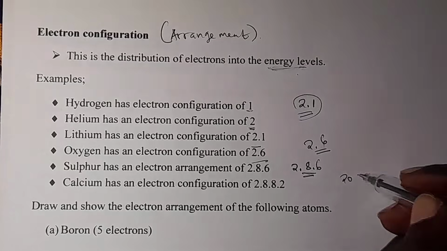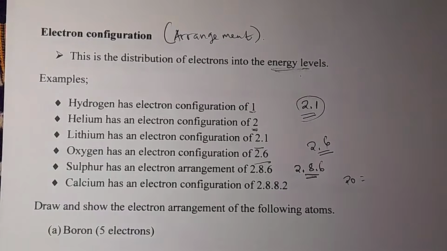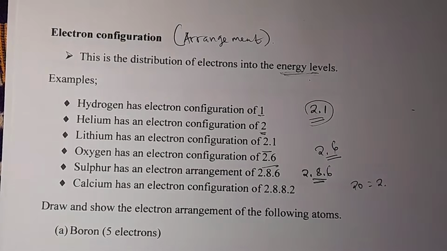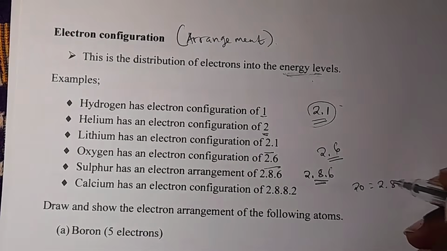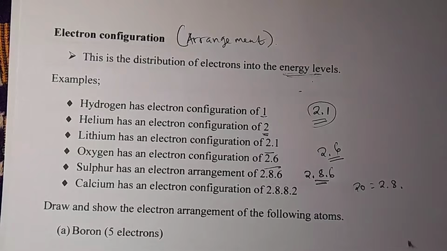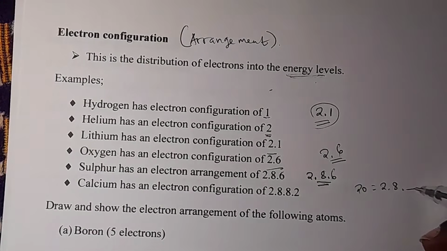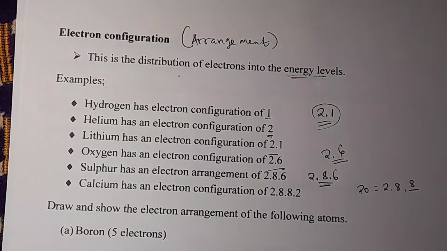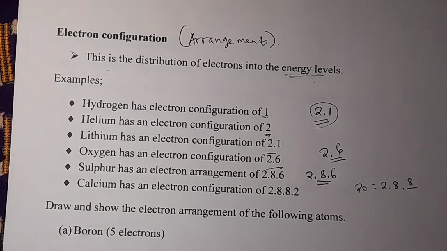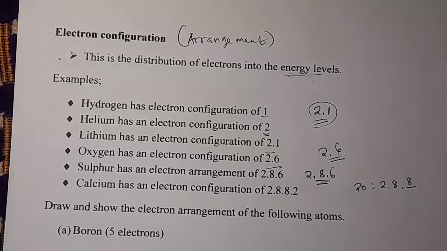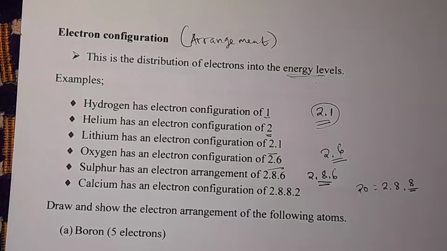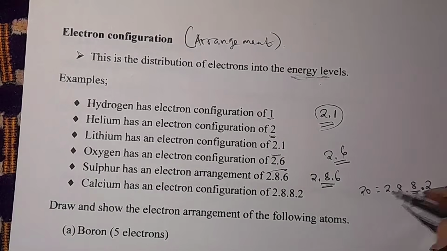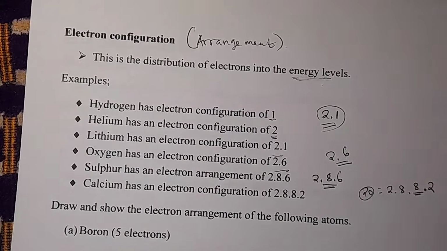So for me to distribute the 20 into their energy levels, we are going to have 2 for the first energy level. I'm remaining with 18, so 8 of them will go to the second energy level. I'm remaining with 10. So again, the third energy level, because it's among the first 20 elements, will take 8. Because remember, we said for the first 20 elements, the third energy level carries a maximum of 8. Then we are remaining with 2. That 2 will be in the fourth energy level. If you add all this, you are going to end up having 20.